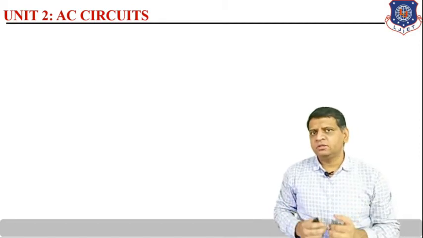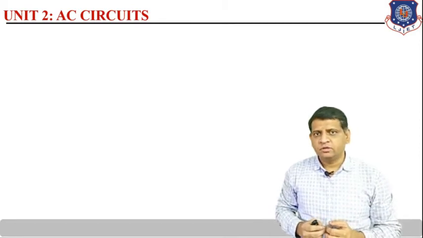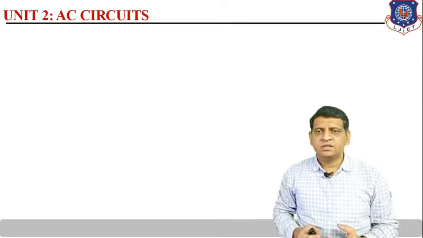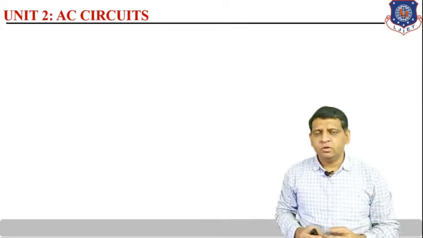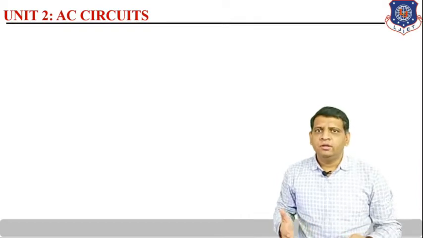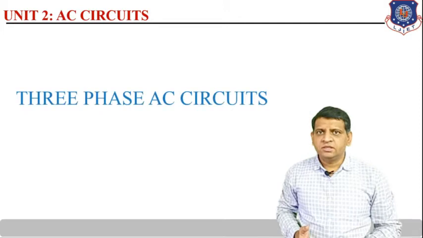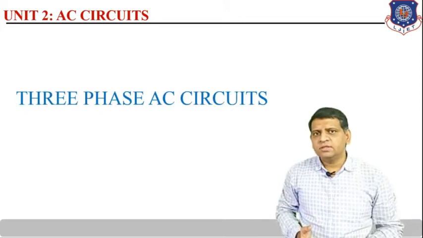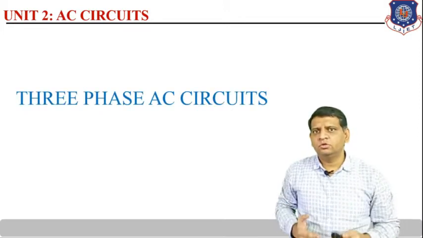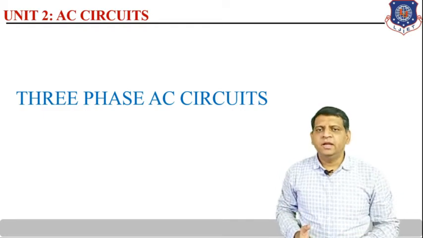We have been learning the subject basic electrical engineering, and so far we have been discussing the chapter AC circuits. Now in AC circuits, last time we discussed the star 3-phase AC circuit. Again in our 3-phase AC circuit, we are going to learn today about the 3-phase delta AC circuit.